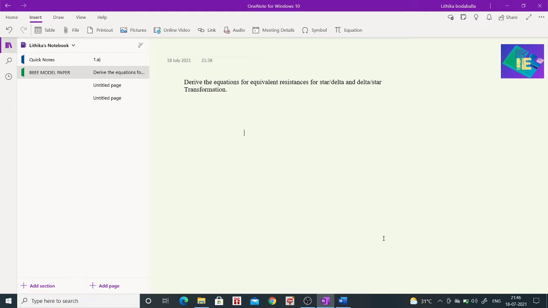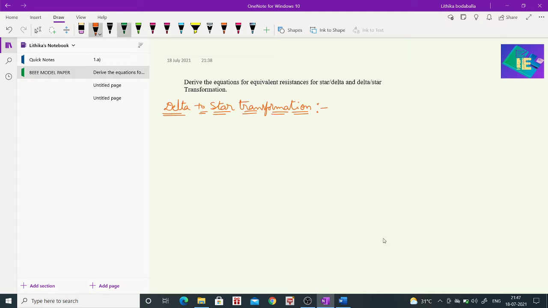In this video, we are going to derive the equations for equivalent resistance to convert star into delta and delta into star. So, star to delta transformation and delta to star transformation. We try to derive the equations for equivalent resistance when we convert star to delta and delta to star. Let us see delta to star transformation.